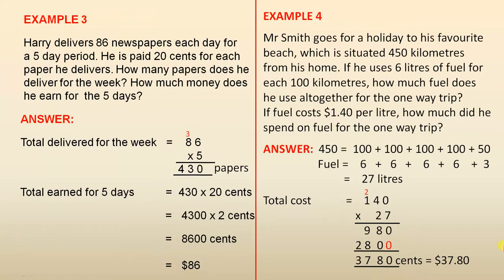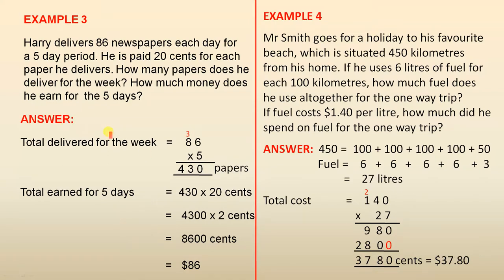Example 3. Harry delivers 86 newspapers each day for a 5-day period. He is paid 20 cents for each paper he delivers. How many papers does he deliver for the week? How much money does he earn for the 5 days?